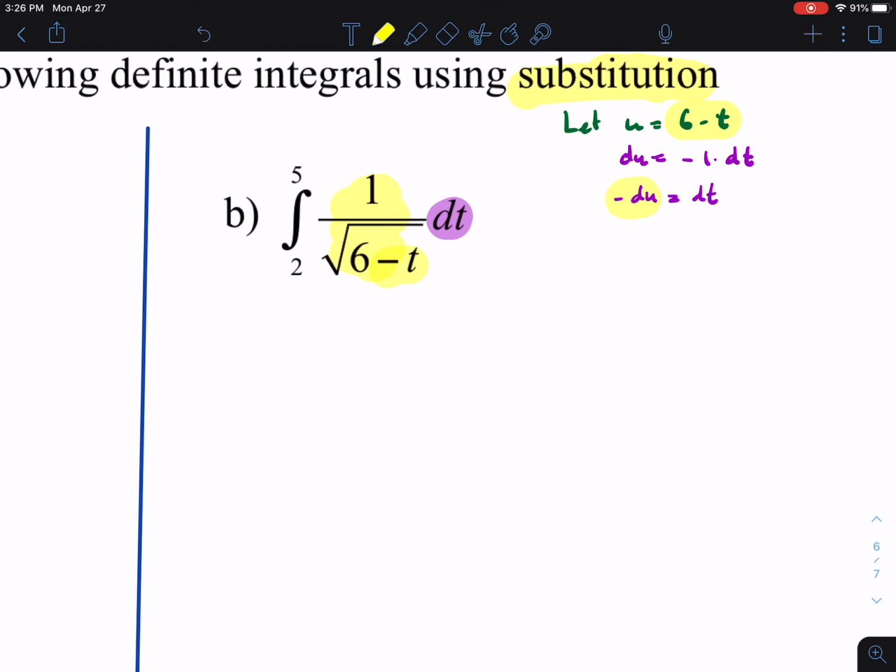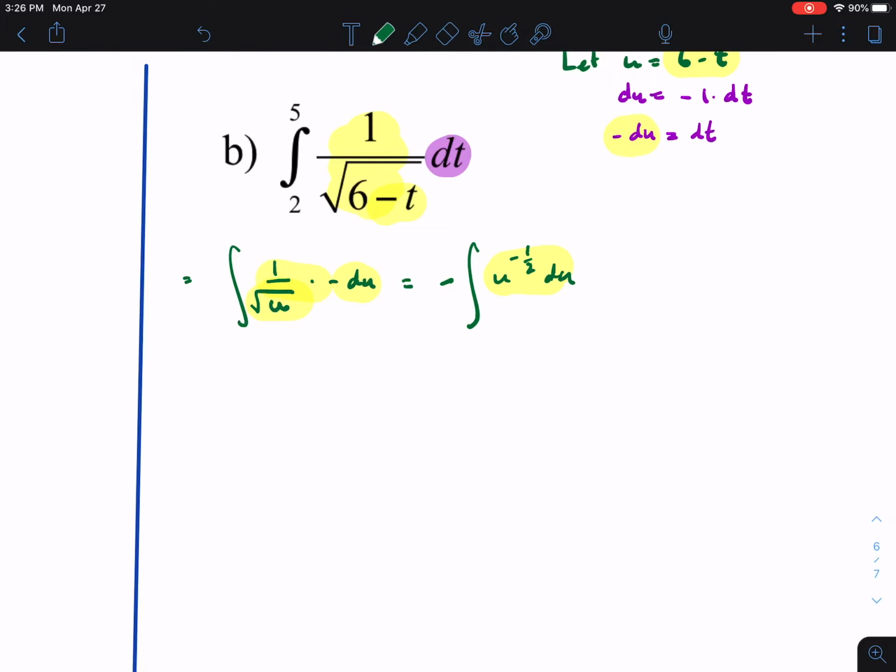So let's go ahead and rewrite this as the integral of 1 over square root of u, because that's what 6 minus t is, and dt is negative du. Now we can rewrite this as minus, because we can factor that negative to the front. And then let's rewrite this square root of u as u to the negative 1/2 du. So now we're ready to find the antiderivative of this.